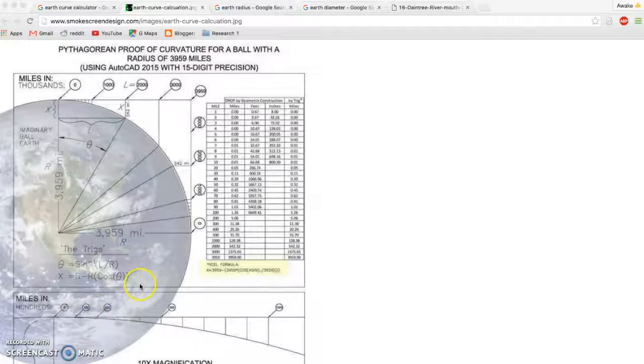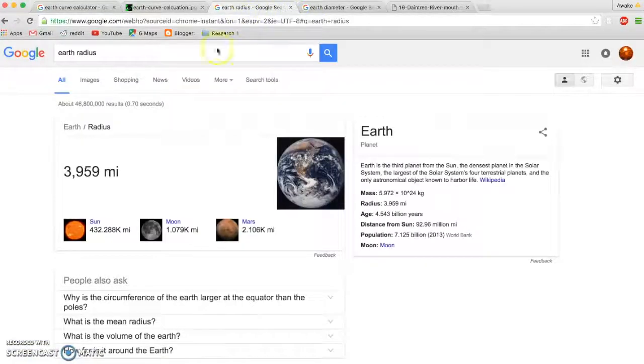So this right here is the actual correct formula, and that is 8 inches per mile squared. And you'll see here that the first mile, 8 inches, second mile, 32. So the way you come up with that is 2 times 2 is 4, times 8 is 32. Now they have some decimal points in here, we just sort of rounded off. But the important thing is that the Earth with a radius of 3959 is what they say. So just to verify that, 3959 is what Google says the Earth's radius is.